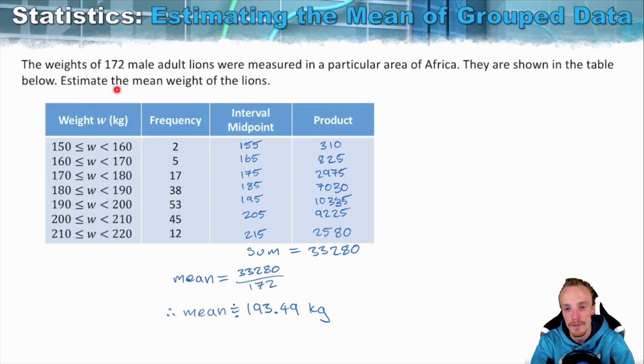Now, if the question doesn't give you how many data points there were, you would need to add up the frequency, and that is how many data points there were that you'll need to divide by. Okay, and that is how you calculate the mean when we've got grouped data. And remember that this isn't going to be 100% accurate, but it's as accurate as we can get it without knowing the individual raw data. So we call this an estimation of the mean when we've got grouped data.